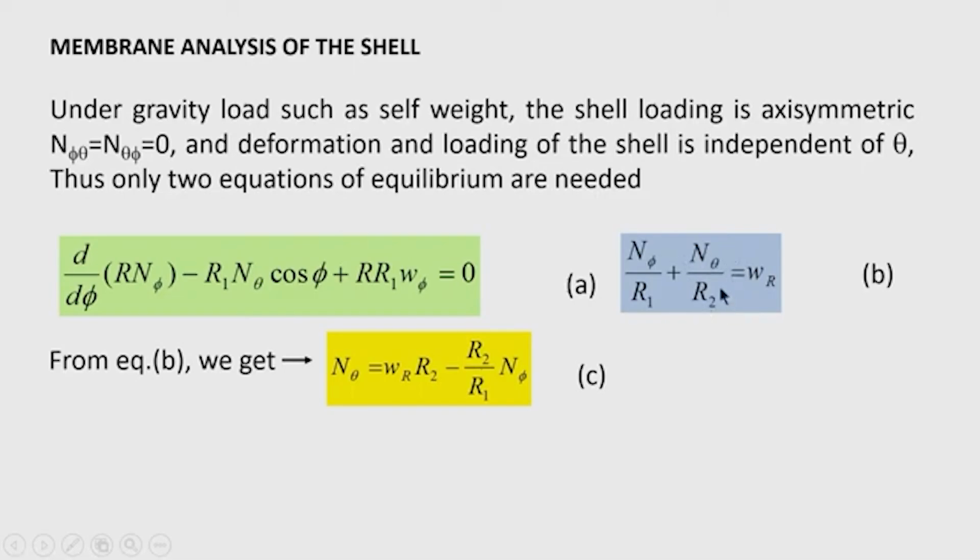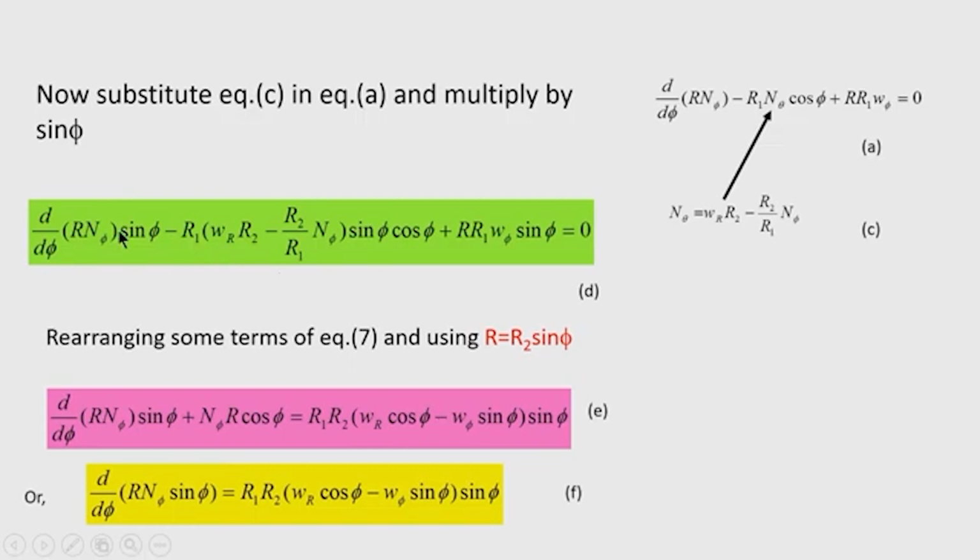So, from this equation n theta is obtained as W r r 2 minus r 2 by r 1 into n phi. So, substitute this n theta here, and after substituting this n theta value, we now get this differential equation in this form, and after rearranging, this form is d by d phi of r n phi sin phi minus r 1, and this was actually n theta, so this value is substituted here.